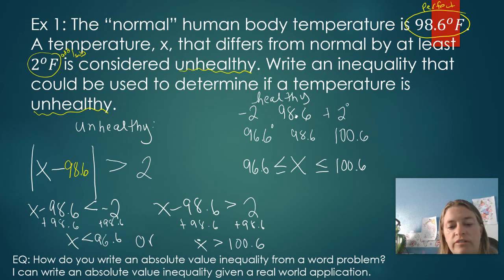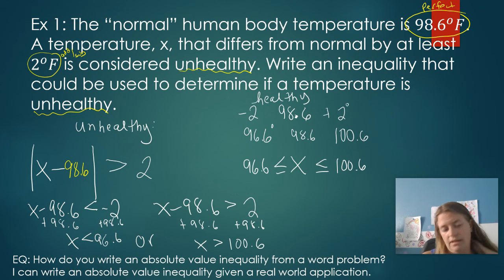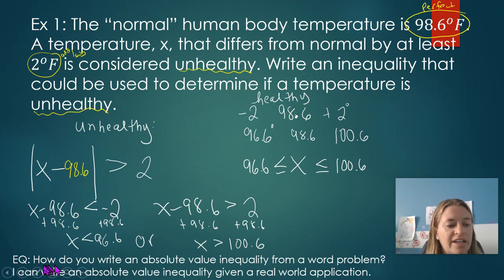And so any numbers that are bigger than 100.6 are considered unhealthy. If you have a temperature of 100.7, that's considered unhealthy. If you have a temperature that's 96.5, that is considered unhealthy. So either you have hyperthermia or you have a fever. Hopefully that helps. I'm going to click on the next problem. I want you to try that one yourself. At least set up the inequality, and then in the next video, I'll solve that one for you. But thanks for watching.